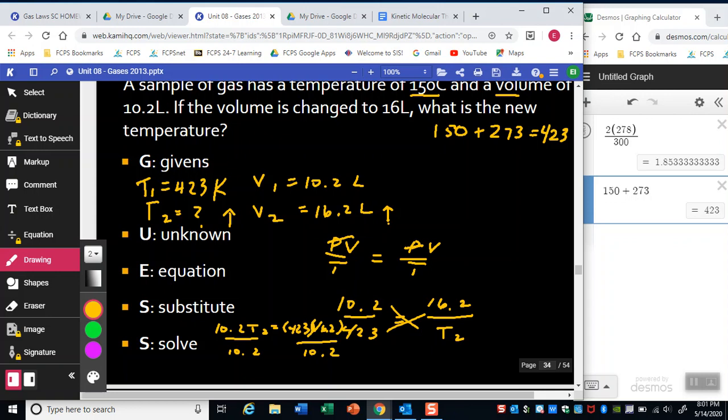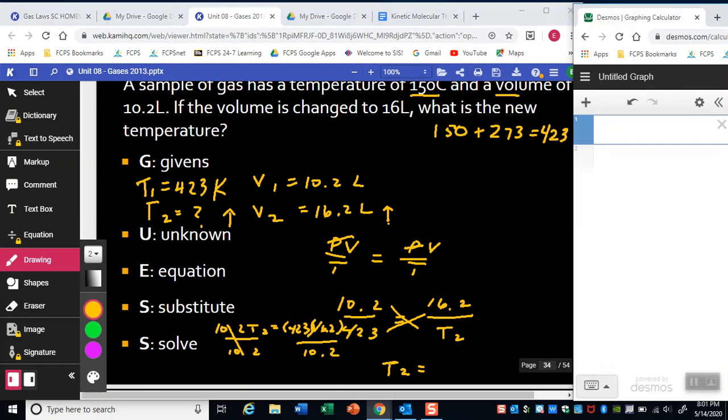I like to do that all at the end, okay? So anything divided by itself is 1. So I know that my new temperature is going to be, well, I guess we'll start over. I've got 423 times 10.2. Oh no, 16.2. It's hard to read my writing. Save yourself some grief and write carefully, write neatly. Divided by 10.2.